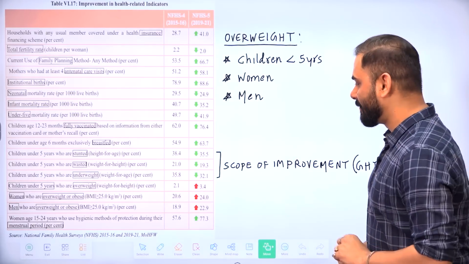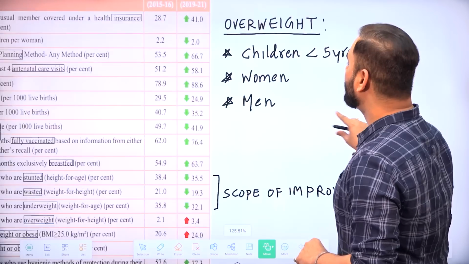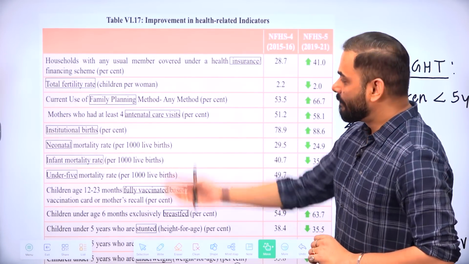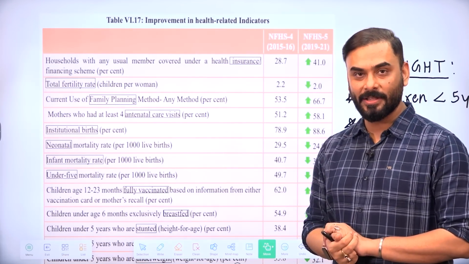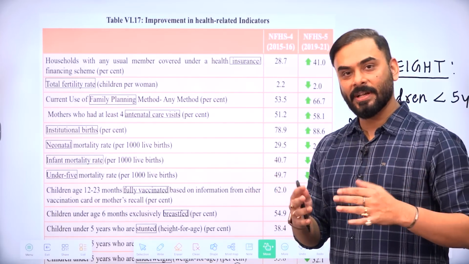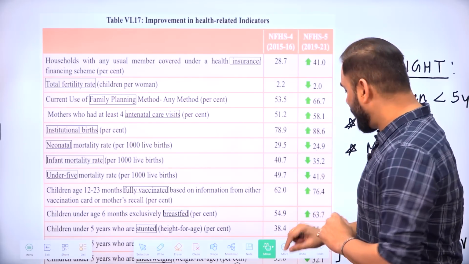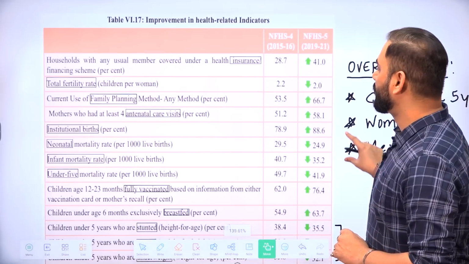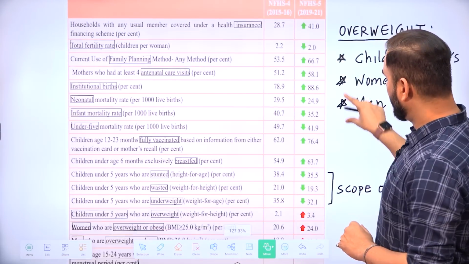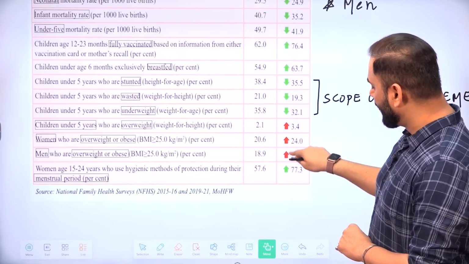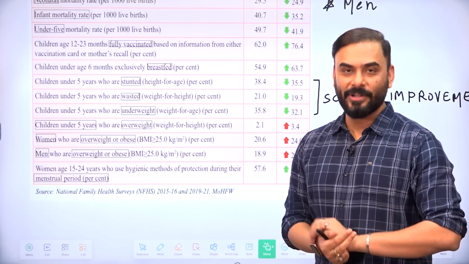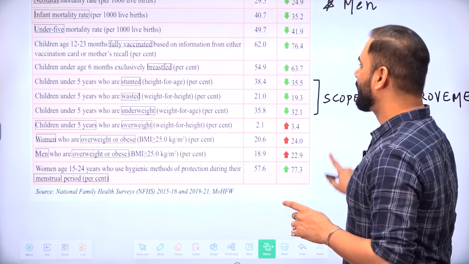So let us look at this table. This table, for example, says improvement in health related indicators. So they have mentioned all the indicators related to health, and they have argued that in which indicator we are doing good, in which indicator we are not. So for UPSC purposes, the first thing that we should do is, if you look at all this carefully, you will see that in this table, there are only 3 reds, which means in only 3 indicators we are not doing good. And the rest of the indicators we have done well.